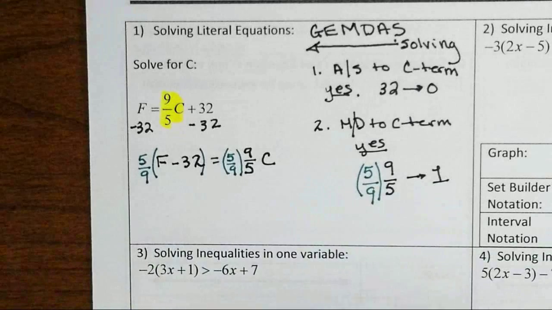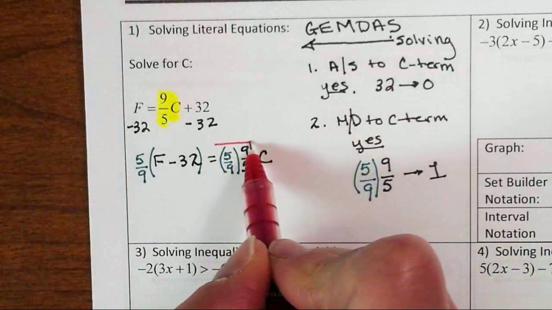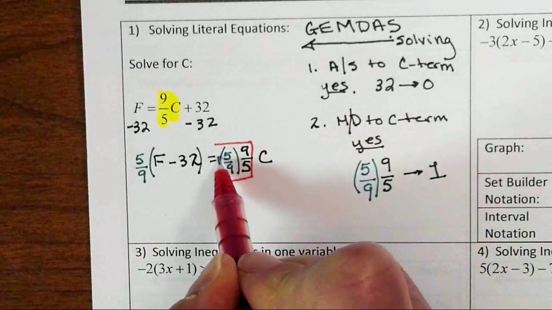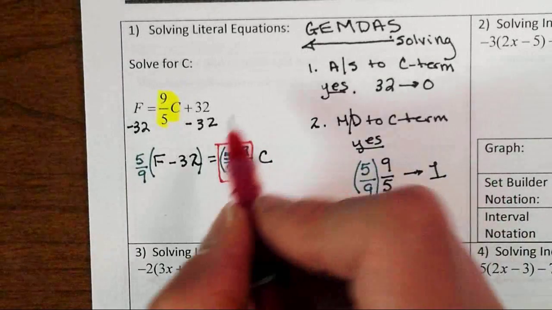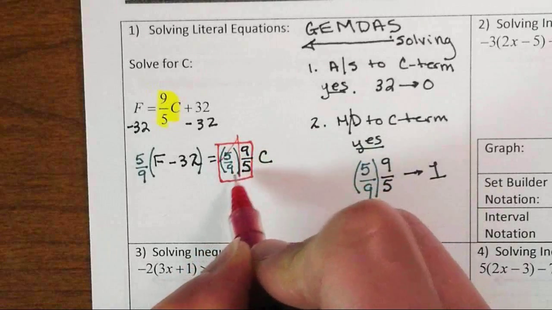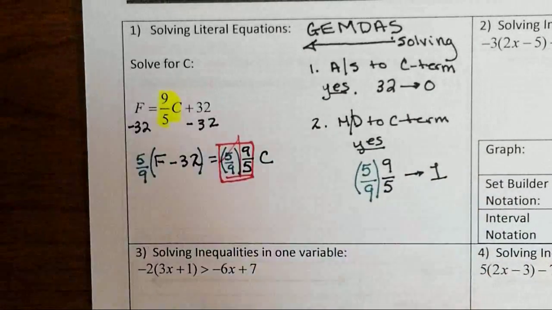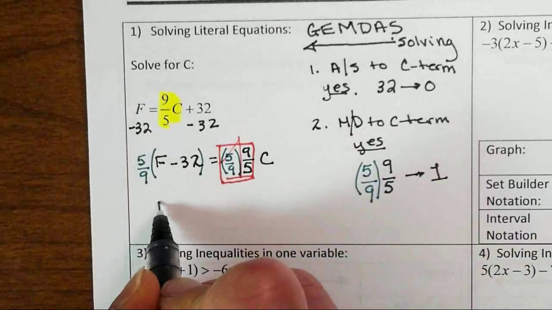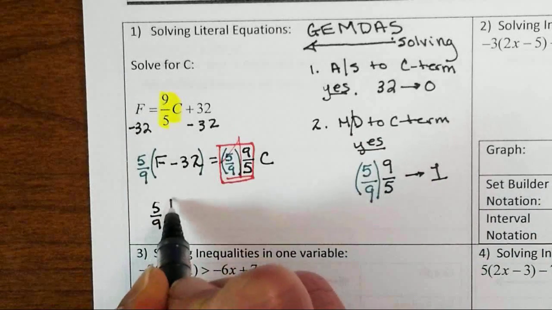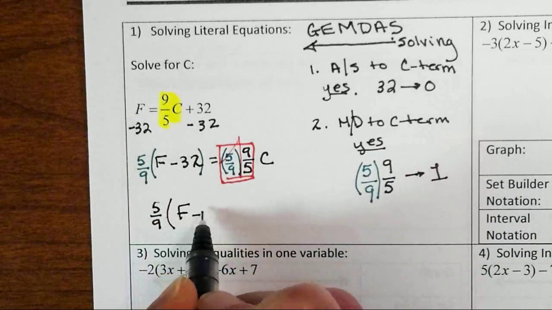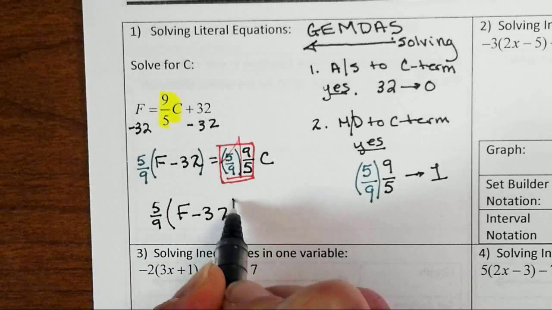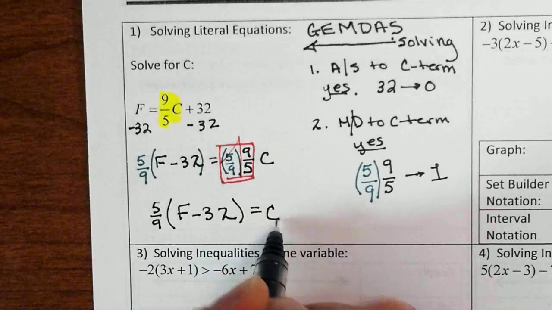Okay, so we've already discussed that this all divides out to 1, so that becomes a big 1. So what am I left with? I'm going to leave it like this. 5/9 times F minus 32 is equal to C.